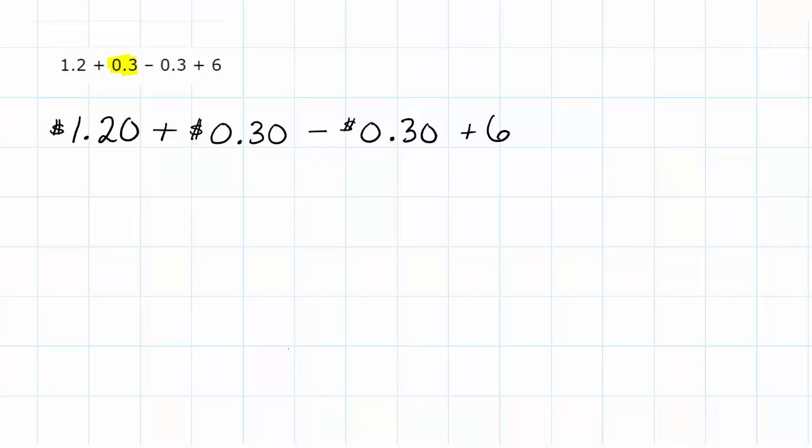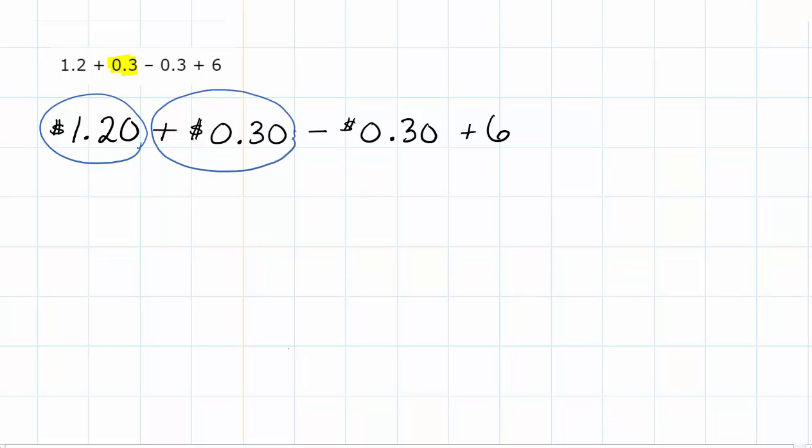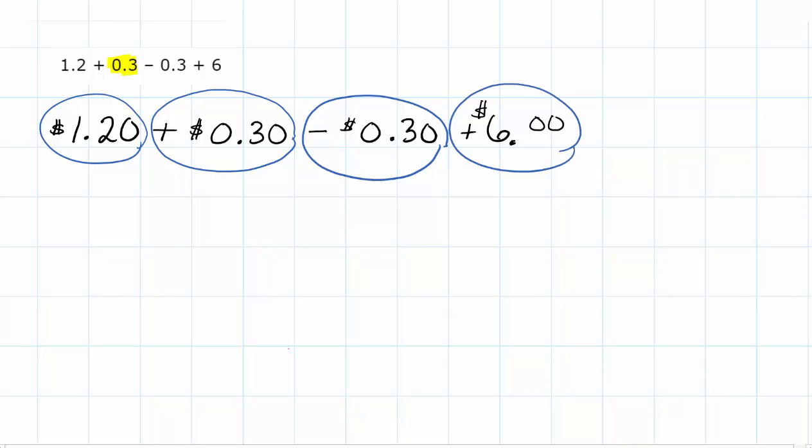Now if I take a look at each of the numbers, I've got $1.20, and I'm going to circle that. I've got 30 cents, and I'm going to circle the sign that goes with it to the left of it. I have another 30 cents, and I circle the sign there as well. And then I have $6, which I didn't add the decimals on, so I'm going to do that. There we go. Now I can circle it.